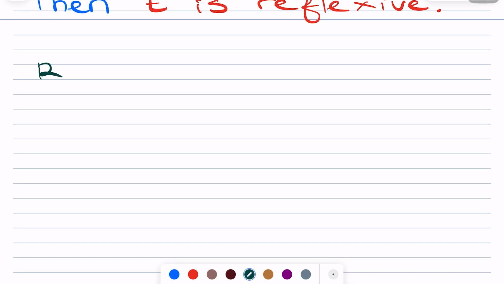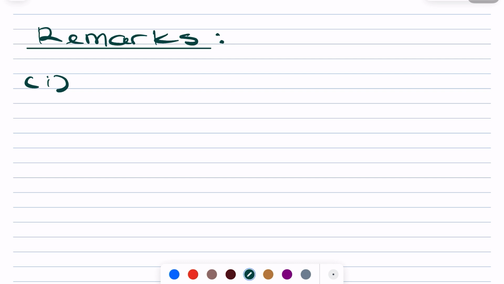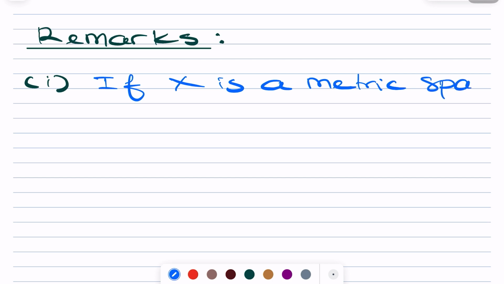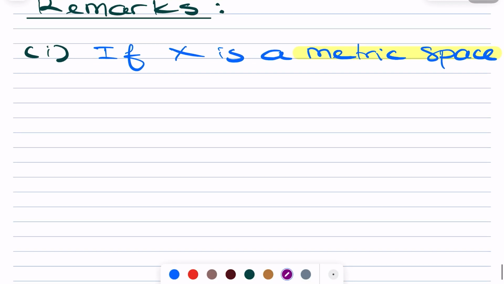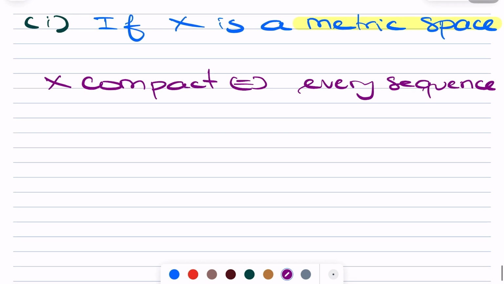So remark. Number one, if X is a metric space, let me highlight metric space, it's very important, compactness is equivalent to saying that every sequence in X has a convergent subsequence.